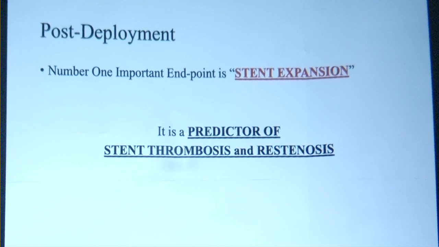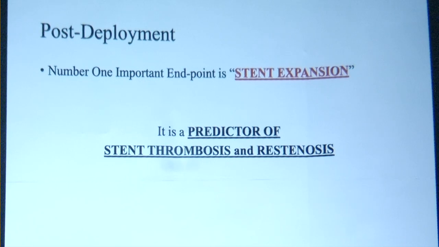So now you chose your stent based on our sizing algorithm, and you deployed the stent, and post-deployment IVUS, what do you do? Well, the number one endpoint in stenting is stent expansion. From the original days of Antonio Colombo and his teaching about intravascular ultrasound, which actually led to the current status of stenting. You know, for those who are old enough to know, when stents first came out, we used to give Coumadin to everybody, because even with Coumadin, our stent thrombosis rate was 5 to 6%.